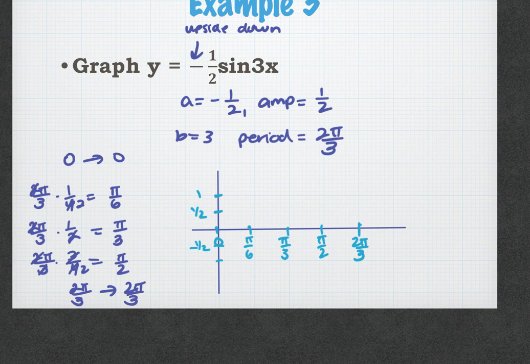Sine normally starts at 0, goes up to the half, comes down, goes down to negative a half, and back up again. So my original without the flip would look like that. And again, you can do that and then flip it. Or from the beginning, instead of going up to the amplitude, you can go down, up, up, down, and then make your curve, which should look like that.